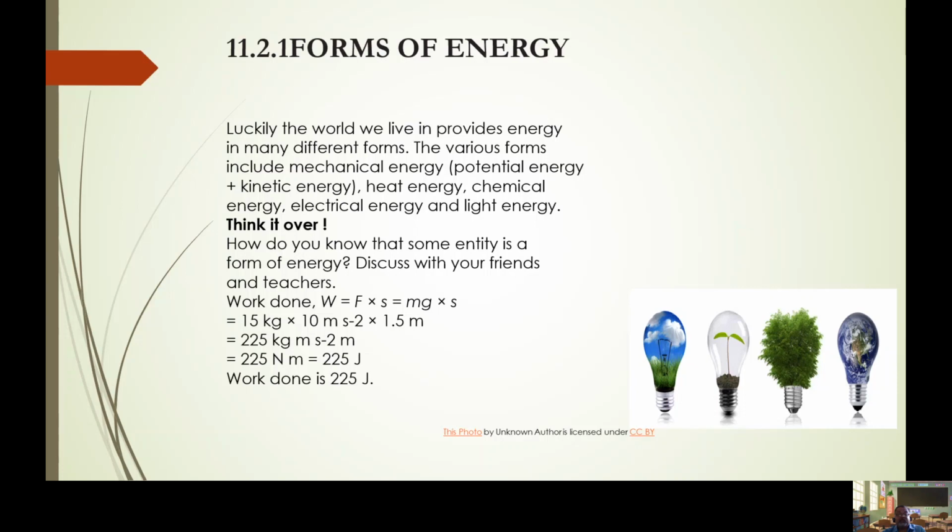Work done, W, is equal to F into S, which is equal to mg into S. 15 kg into 10 meter per second squared into 1.5 meter. That is equal to 225 kg meter squared per second squared. That is equal to 225 newton meter, or is also called 225 joules.